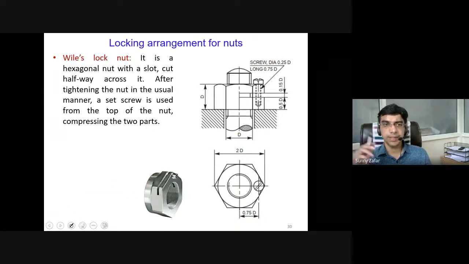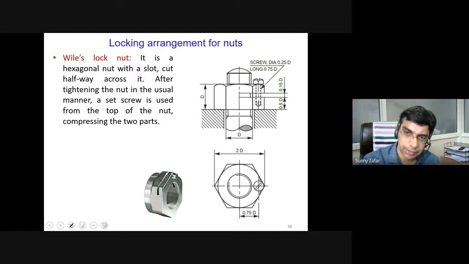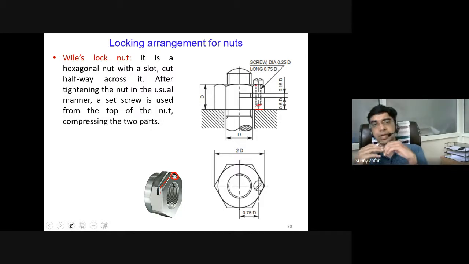Next is the Willys lock nut. This is a very special lock nut in which you have this type of slot, and in the slot there is another fastener. This other fastener is almost halfway, so it does not completely touch the machine part here. After tightening the nut, the set screw is used on top of the nut, thereby you compress the nut on the tightened external bolt.